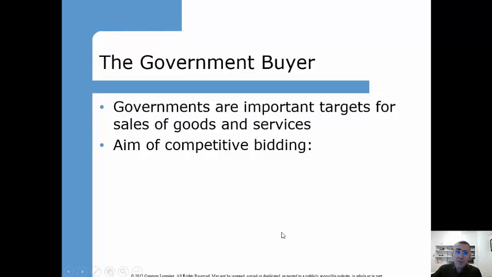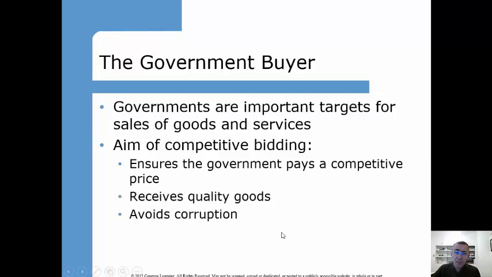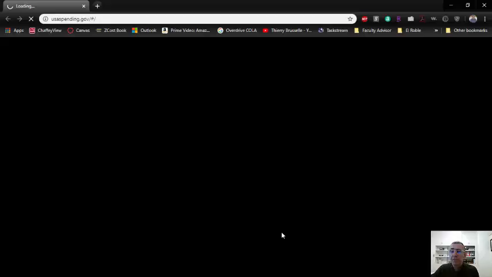Governments are important targets for sales of goods and services, and the aim of competitive bidding ensures that the government pays a competitive price, and they receive quality of goods, and also it's to avoid corruption. So in this particular case, I wanted to take you straight to usaspending.gov, which tracks how much we spent last year as a country.